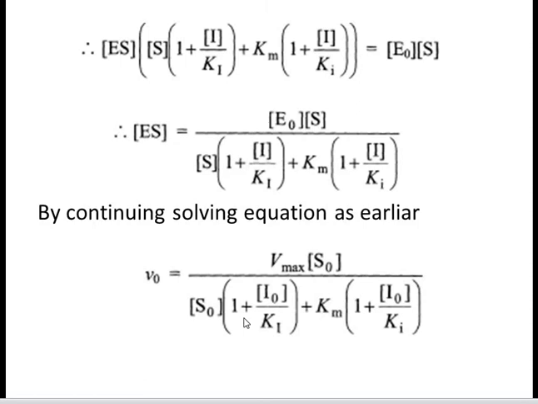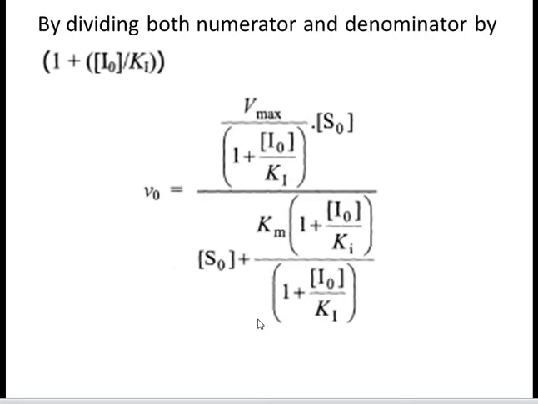So this equation is very similar to the Michaelis-Menten equation, the only difference being in these two values. So now divide both numerator and denominator by 1 plus, in brackets, concentration of I0 divided by K capital I.